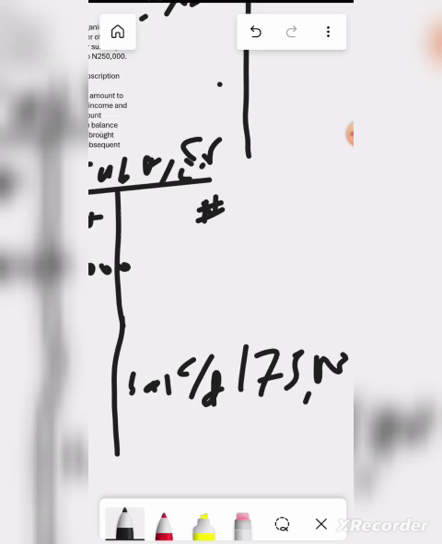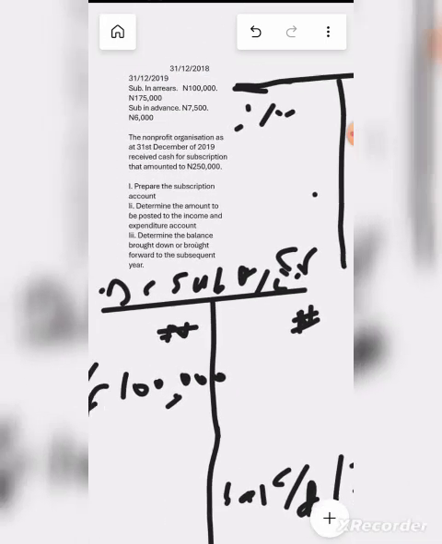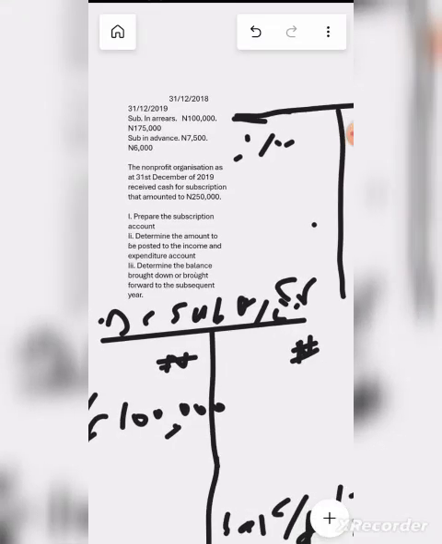Let's go back to the question. So we have subscription in advance. Now subscription in advance is a liability. So we know that based on the double entry principle, in your ledger you're going to credit the liabilities with the value. So we're going to credit the money at the beginning, which is subscription in advance. That is, the members paid in advance. So we bring it down here and say balance brought forward.